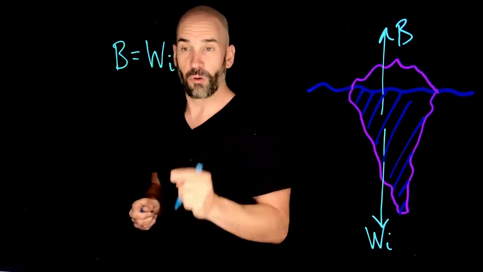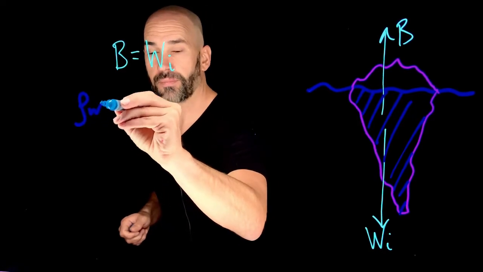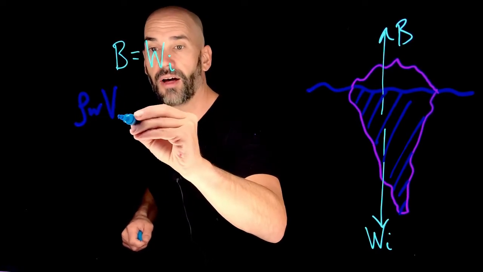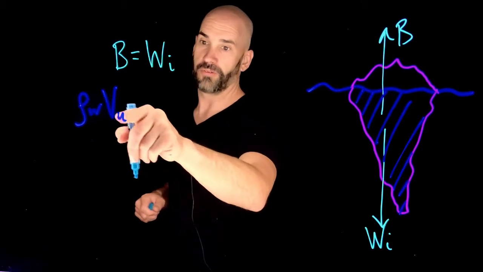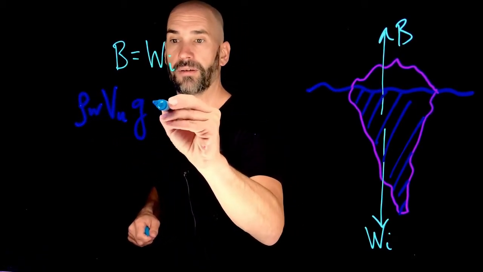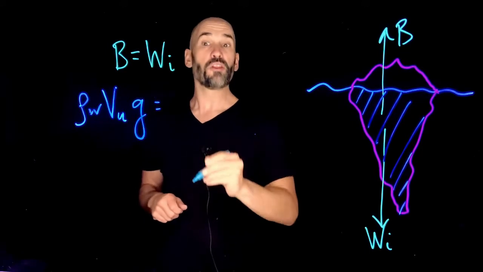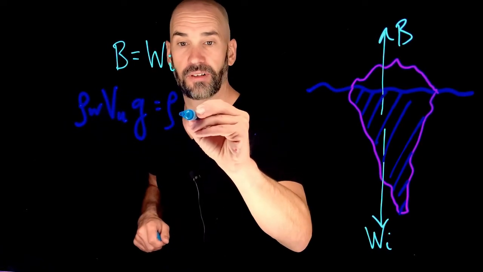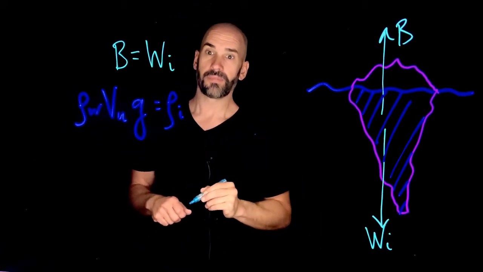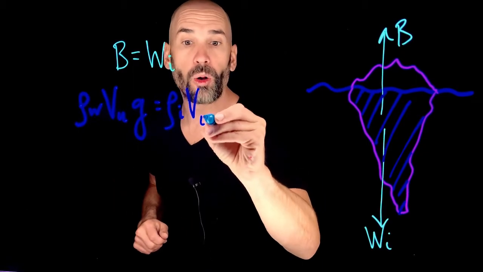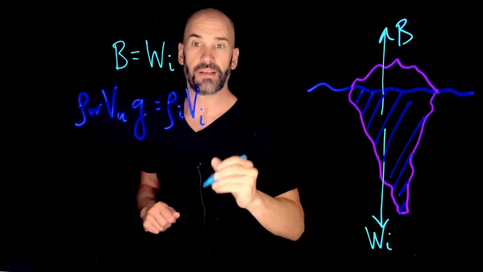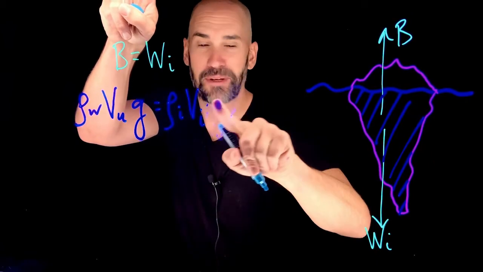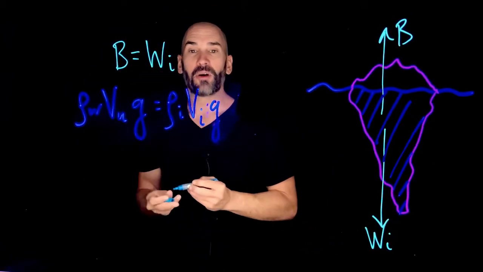And so that force is just going to be the density of water, right, times the volume that's under the water. So V_U will be the volume that's under, times gravity, right? And the weight of the iceberg is actually going to be the density of ice, right, times the volume of the whole iceberg. So that's going to be V_I, times G. Silly me. Okay, so what are we really looking for?